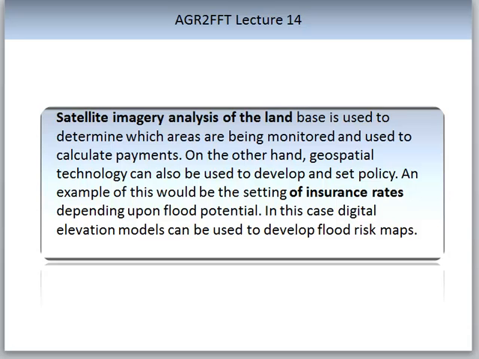An example of this would be the setting of insurance rates upon flooding potential. In this case, digital elevation maps could be developed to assess flood risk maps, and then insurance rates could be set pending the result of these maps.